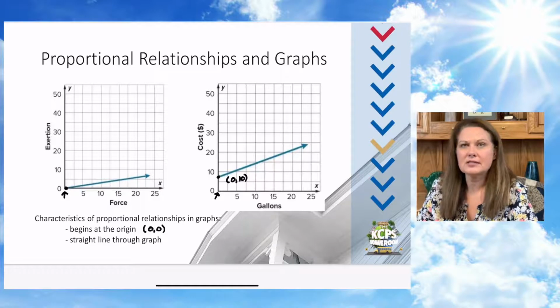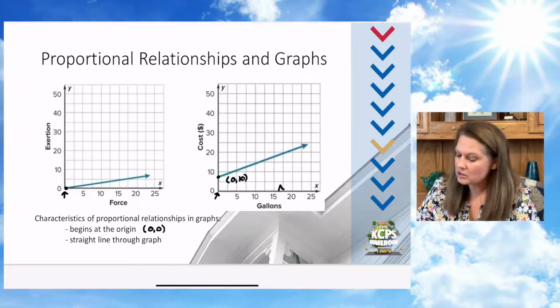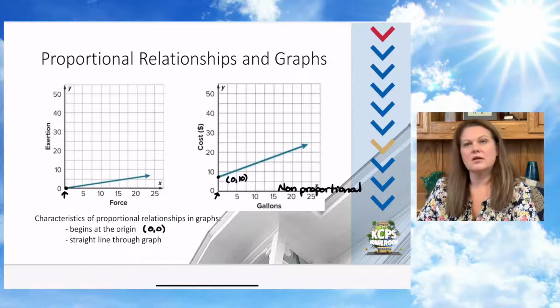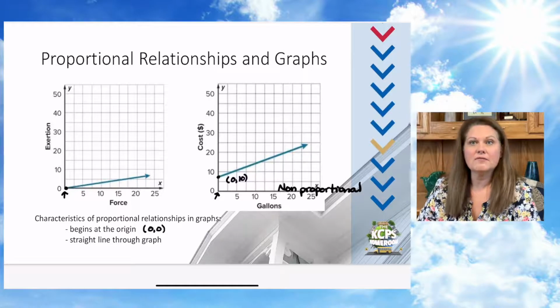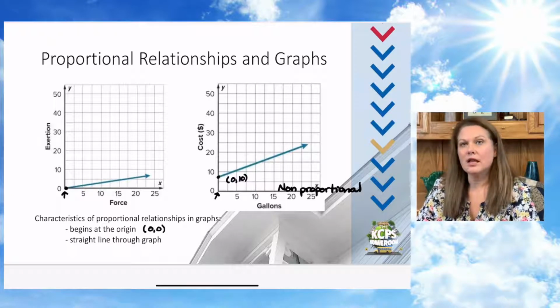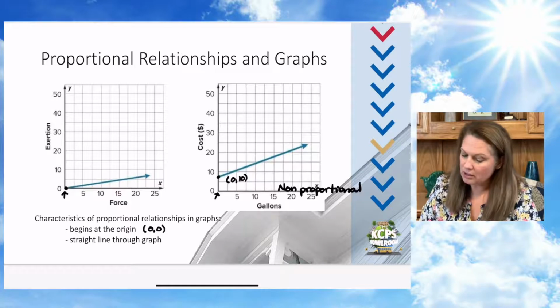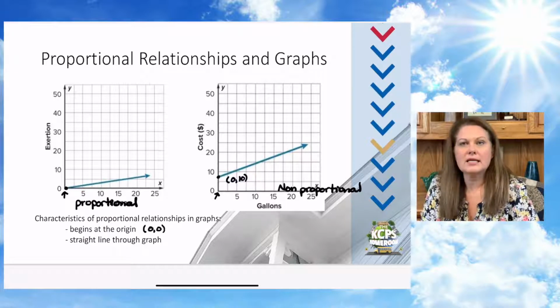Automatically, if a graph does not start at the origin, it's going to be non-proportional. The second thing we're looking for is a straight line. Does it have a straight line going through the rest of the graph? The one on the right does, the one on the left does as well, but because the one on the left is the only one that starts at the origin, we're going to say this graph is proportional. For a graph to be proportional, it must have both characteristics. It can't just have one or the other.